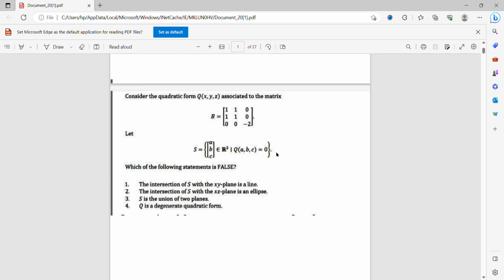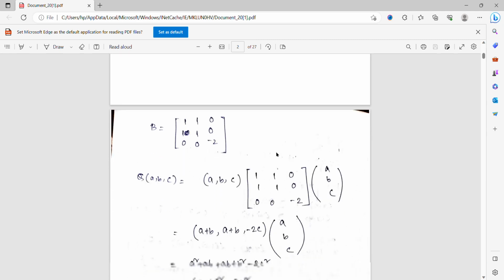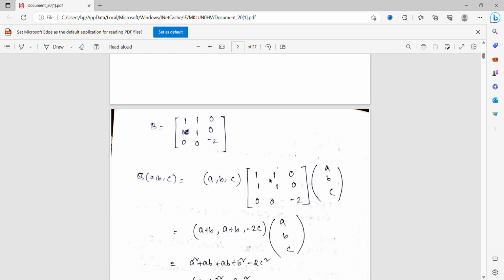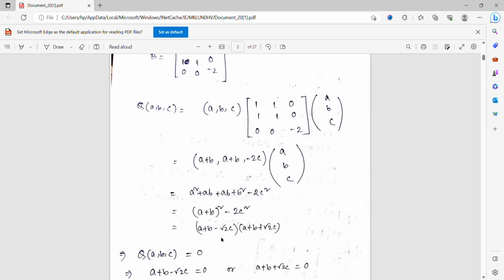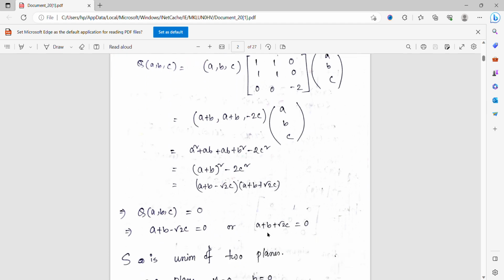So it's a very simple problem. You have to just compute the value of Q on (a,b,c). Suppose B is the 3 cross 3 symmetric matrix. So Q(a,b,c) is basically this. After computing, you will get (a + b - root 2 c) into (a + b + root 2 c). Now it is given that if (a,b,c) belongs to the set S, that means Q(a,b,c) equals 0. That means a + b - root 2 c equals 0, or a + b + root 2 c equals 0. So both are equations of planes in R3, right? So S is the union of two planes.